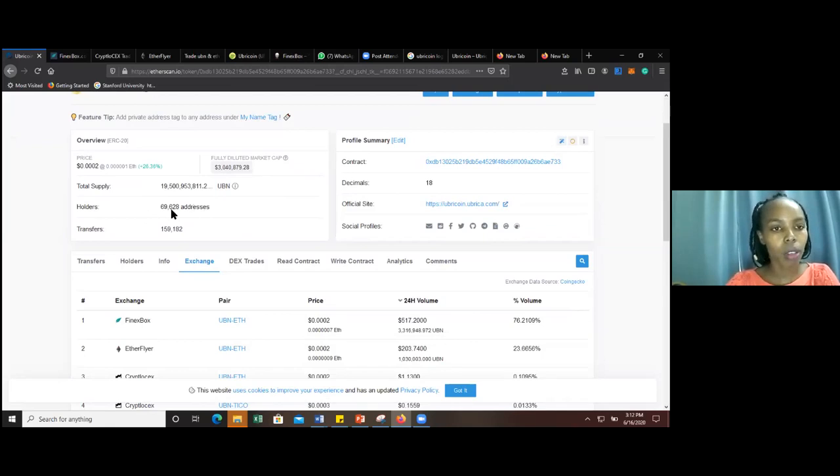So we have 69,628 addresses holding Ubricoin, and this is what tells you about the Ubricoin community. We want to increase this number, and that is why we encourage you to tell your friends and family to get some Ubricoins, help them to open a wallet, and help them to buy some Ubricoins in the market. And we also encourage you to bring them to our classes so that we can teach them how to buy Ubricoins in the market. So we want to increase the community of Ubricoin.